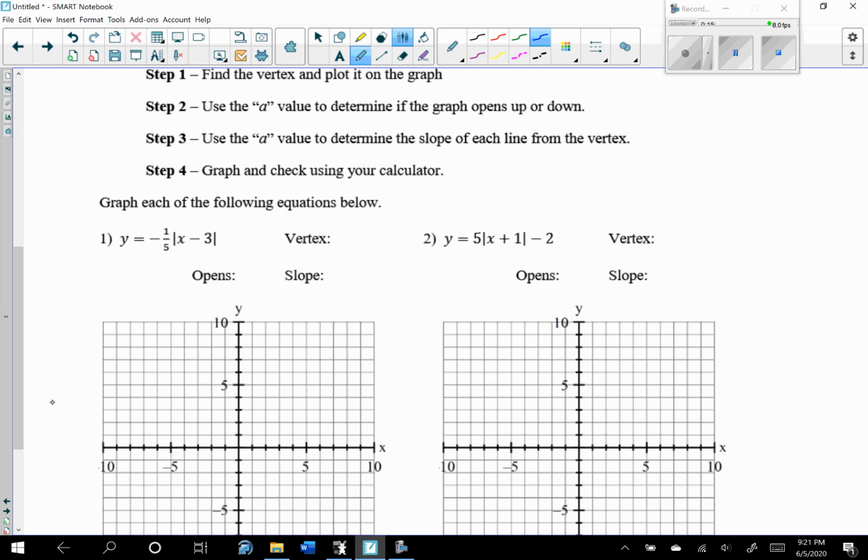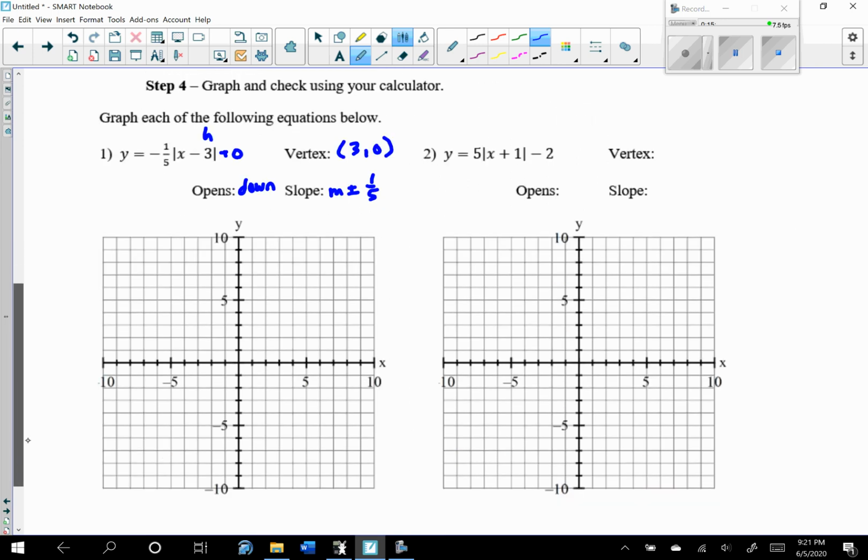So in this case, our vertex is, remember, h comma k. So this is our h, our k is not written, so really it's plus 0. So the vertex is at 3 comma 0. The graph here, we know because our a value is negative, opens down. And the slope that we're going to be using is plus or minus that 1/5, which is in front.